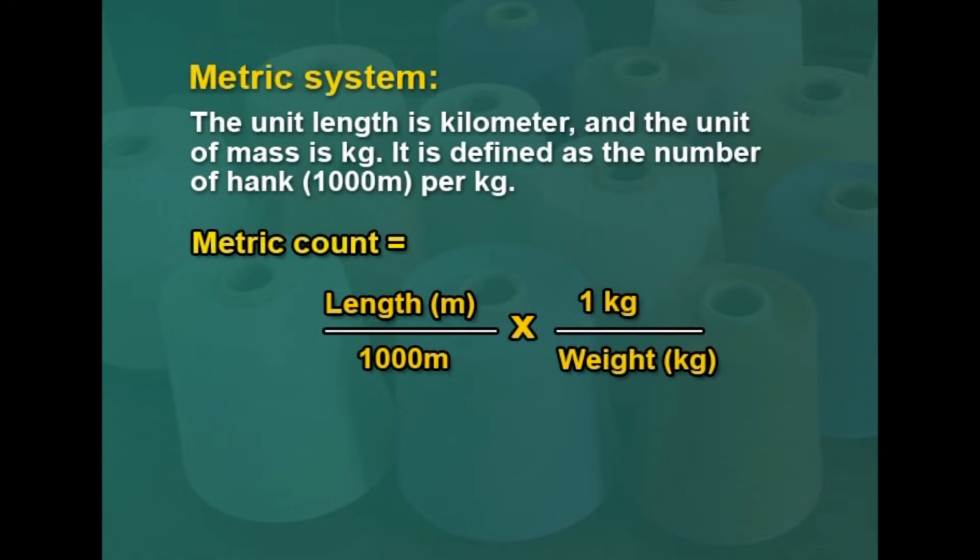In the metric system, the length is taken in kilometers and the mass is in kg. So, 1000 meters per kg would give the metric system. Replacing in the formula the yarn hank size and hank length, you can get the formula.